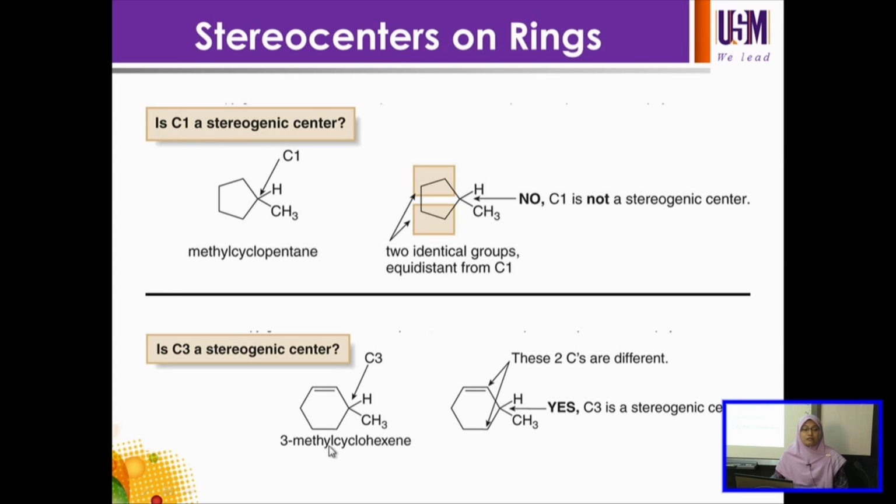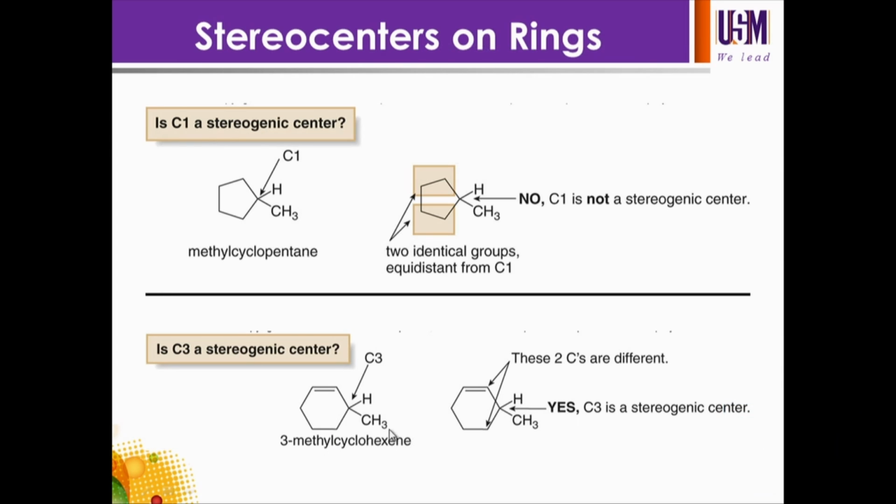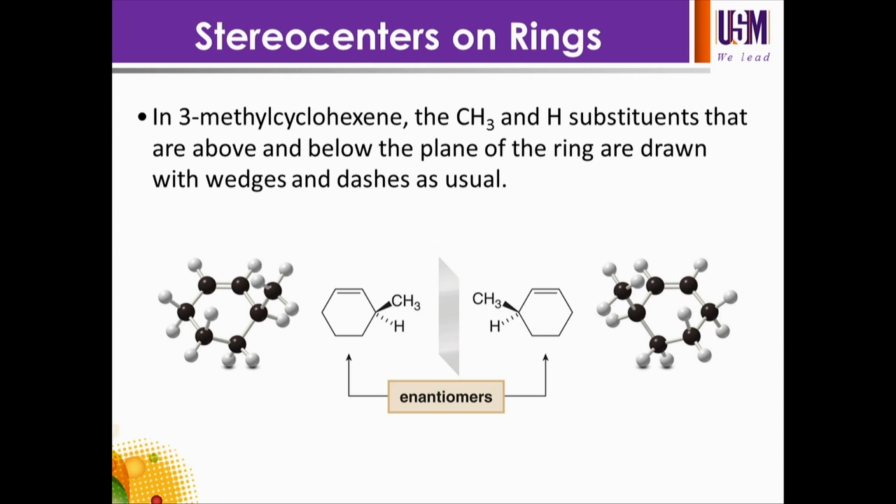Okay, what about 3-methylcyclohexene? Now we have a methyl group, a hydrogen, and a double bond here. Because of the presence of the double bond, the left and the right hand side are 2 different groups. So, yes, C3 is a stereogenic center because it is bonded to 4 different groups.